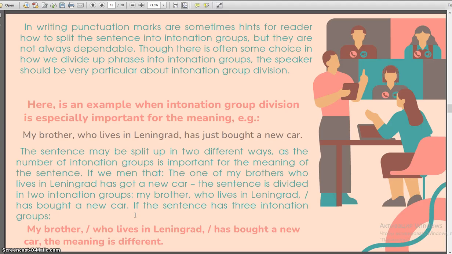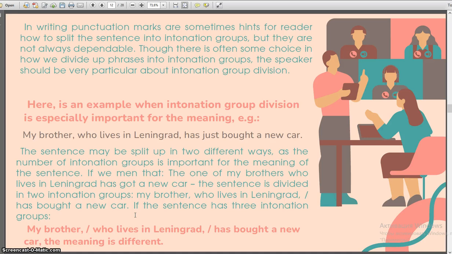Next, in writing, punctuation marks are sometimes used to show the reader how to split a sentence into intonation groups, but they are not always dependable. So, there is often some choice in how we divide up phrases into intonation groups. The speaker should be very particular about intonation group division. Here is an example when intonation group division is especially important for the meaning.